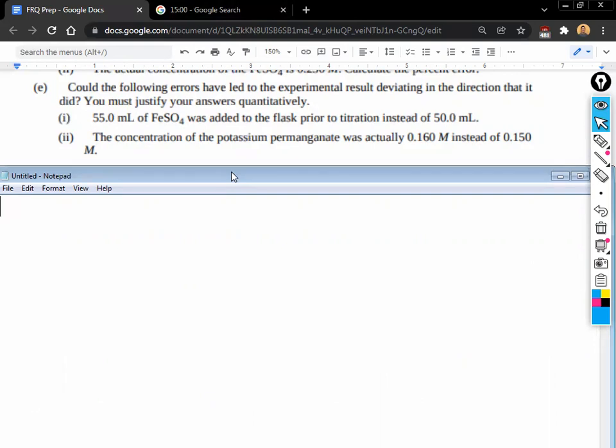So let's take a look at option 1. It's asking us if 55 milliliters of FeSO4 was added to the flask prior to the titration instead of 50 milliliters. So if we had more volume of FeSO4, could it have led to our error? Okay, so what we need to do is calculate this difference because it's asking us to justify your answer quantitatively. Quantitative means with numbers.